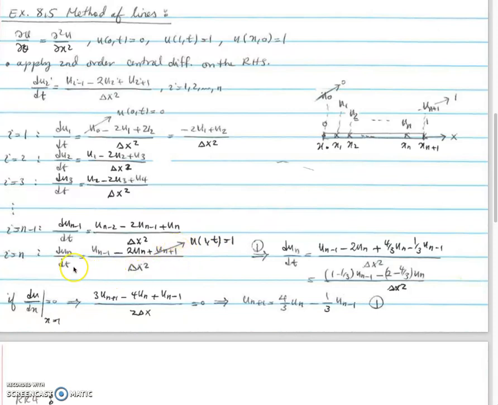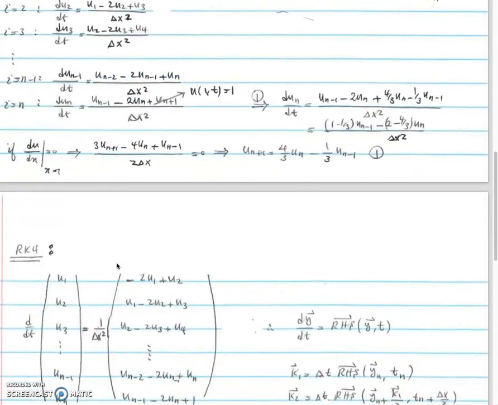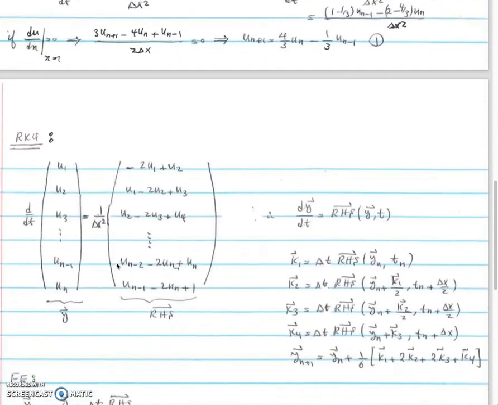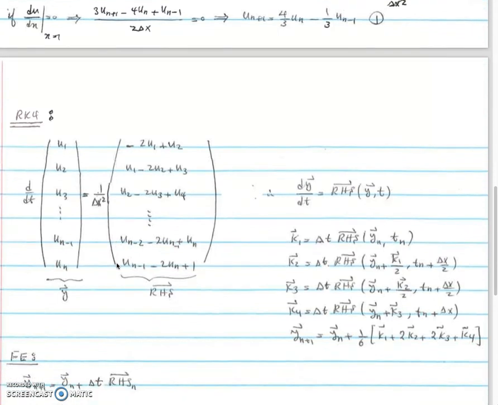So let's rewrite these n equations, from i equal 1 all the way to i equal n, in matrix form. So let me go to the next page. This is the matrix form of the same n equations. There is no difference between these equations and the ones on the previous page. The only thing is I just rewrote those equations in matrix form. So d dt of now a vector of all u's from 1 to n is equal to, I factor out 1 over del x squared, and here are all u's on the right.